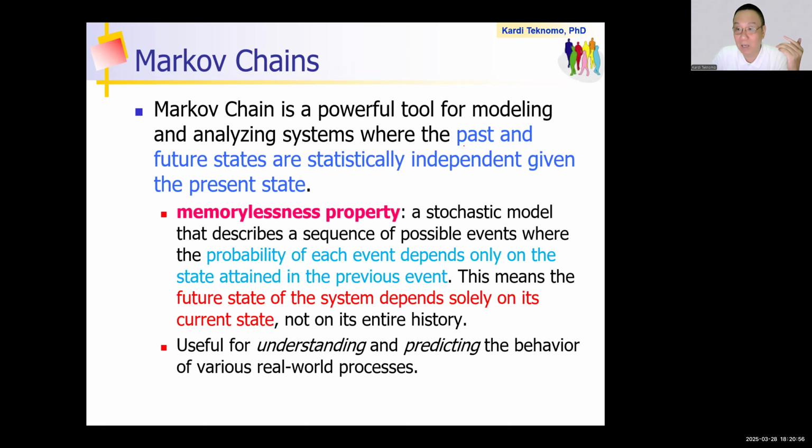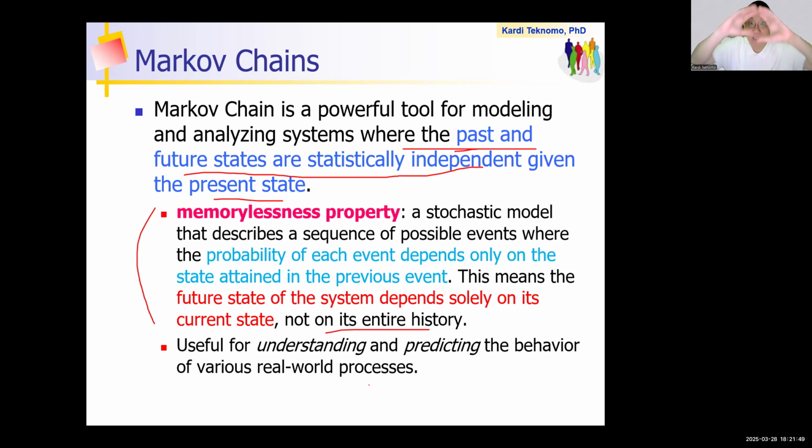Okay, this is the actual assumption of Markov chain. The past and the future state are statistically independent given the present state. That means this is called the memoryless property, meaning all the previous values, they forget. Only the last one is the one that they remember. That is the definition of Markov chain. So this means the future state depends solely on its current state, not the entire history. So this is very useful for understanding and predicting behavior of many real world processes.